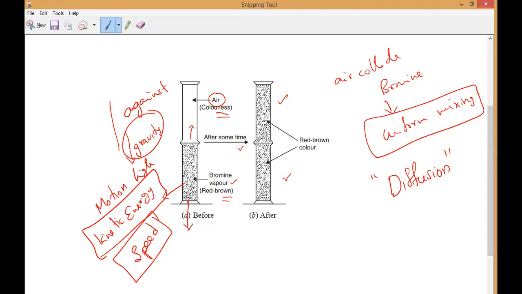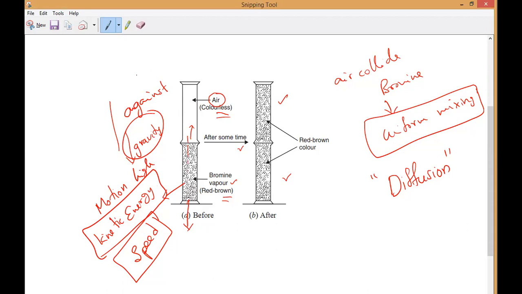Is it okay, Harish? Everyone? Yes, sir. Okay, so you can see the air in the upper jar also diffuses downwards into the bromine, but air is colorless, so we cannot notice it. Have you understood? So air also comes down and mixes with the bromine gas, but we cannot see the movement of air.